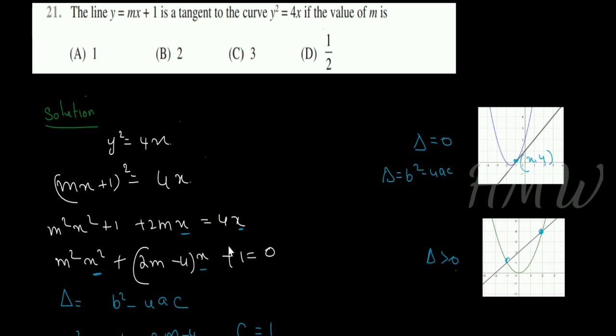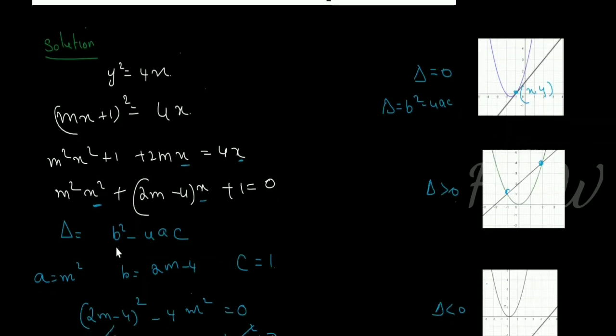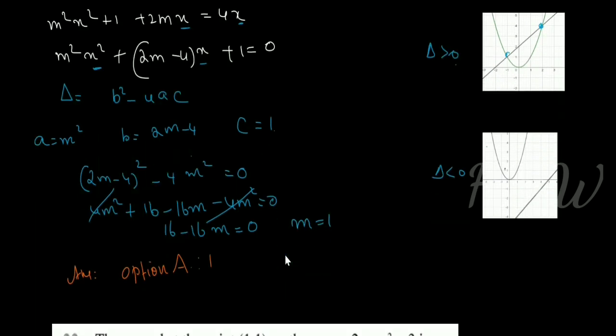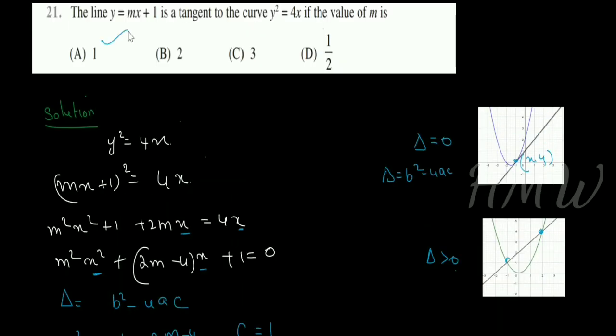So it is a quadratic equation. Let us find delta. What is delta here? b² − 4ac. A is m², the coefficient of x². B is 2m − 4. C is the constant. Just substitute it here. So (2m − 4)² − 4, where a is m² and c is 1. When you expand it, you get 4m² + 16 − 16m − 4m² = 0. So 16 − 16m = 0. Therefore m is equal to 1. That means option A is the answer.